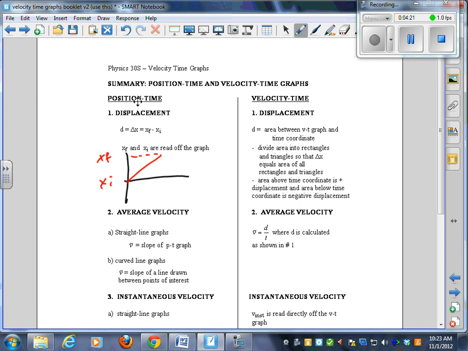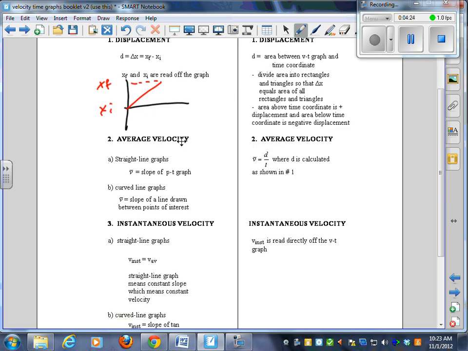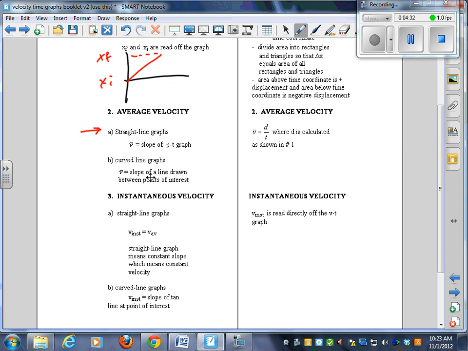If you're asked to take a position time graph and to find average velocity, there's 2 possibilities. It could be straight. If it's a straight line graph, then you find the slope. If it's a curved line graph, then you draw a line between the points of interest. So what I'm talking about there is when it's curved, you draw this line. And I would highly recommend you draw that little picture right in there. That will be a visual aid for you. Okay, if it's a curved line graph, you draw a line between the points because we're talking about average velocity.